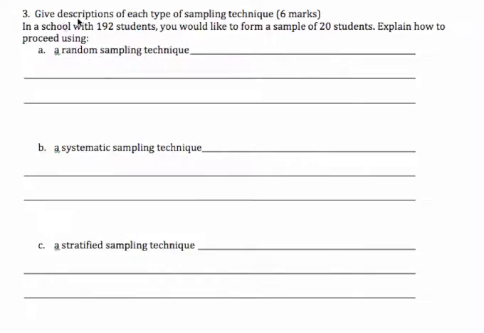Question 3. Give descriptions of each type of sampling technique. In a school with 192 students, you would like to form a sample of 20 students. Explain how to proceed using a random sampling technique.